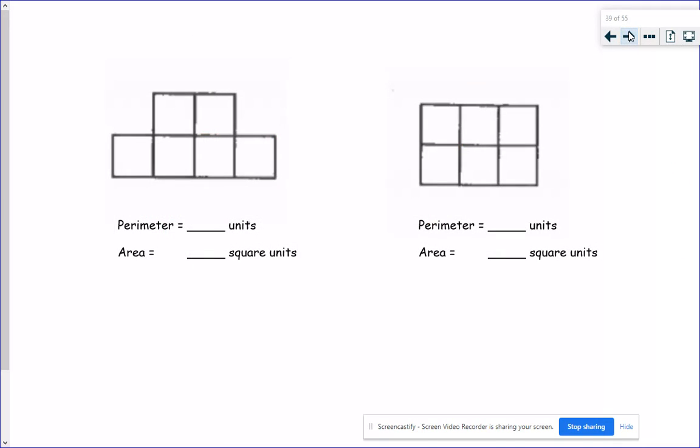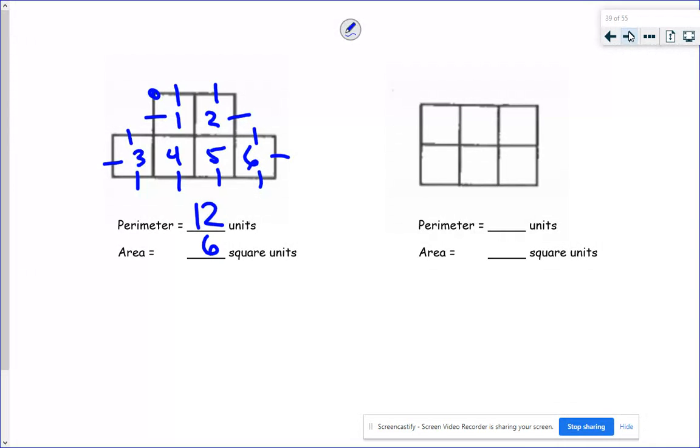This one, if you'll pause the video and you figure out the perimeter and area of both of these shapes and then check back with me. Perimeter is 12 units. Area, we can't multiply how long it is by how wide it is because it's not a rectangular shape, so we just need to count the squares. And that's 6 square units.